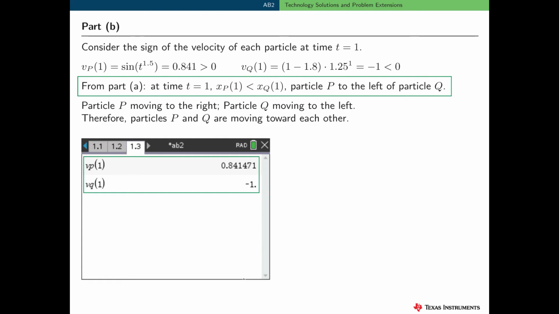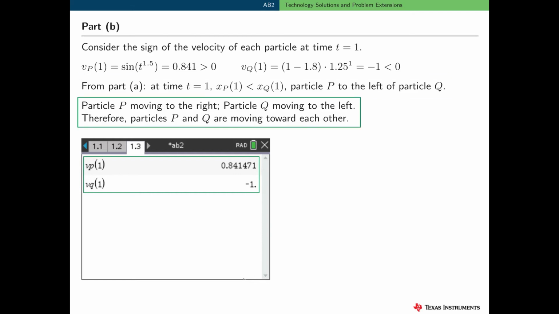Now I know the direction of movement of each particle, but before I can answer the question, I need to know the position of each particle at time t equal 1. But we found these values in part A. And at time t equal 1, I know the position of particle P is to the left of particle Q. So finally, because particle P is moving to the right and particle Q is moving to the left, the particles are moving toward each other at time t equal 1.